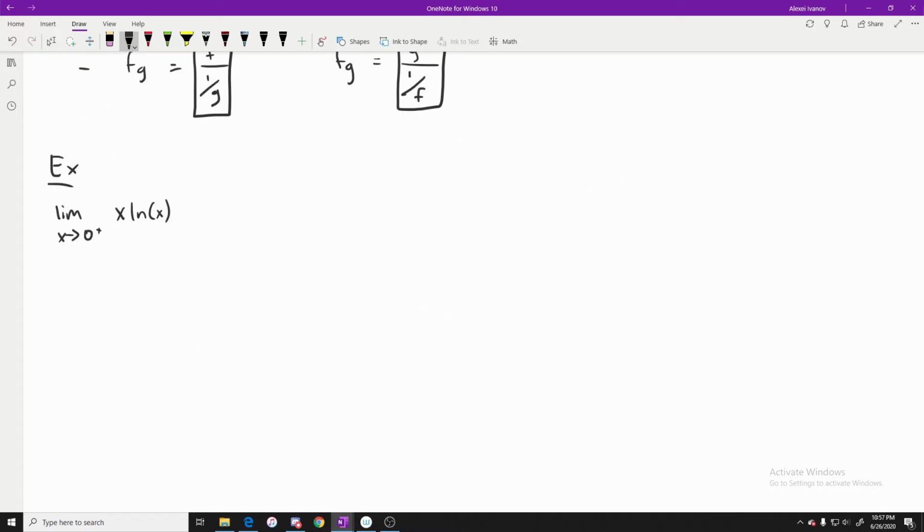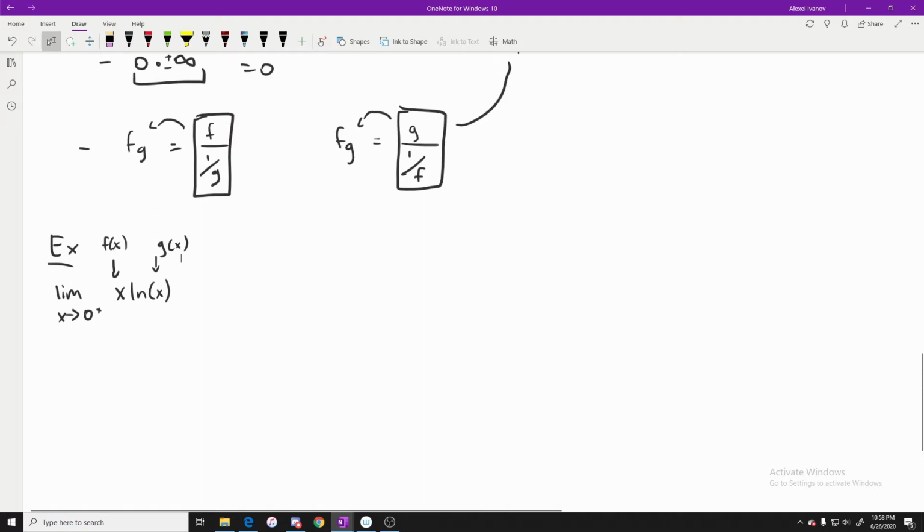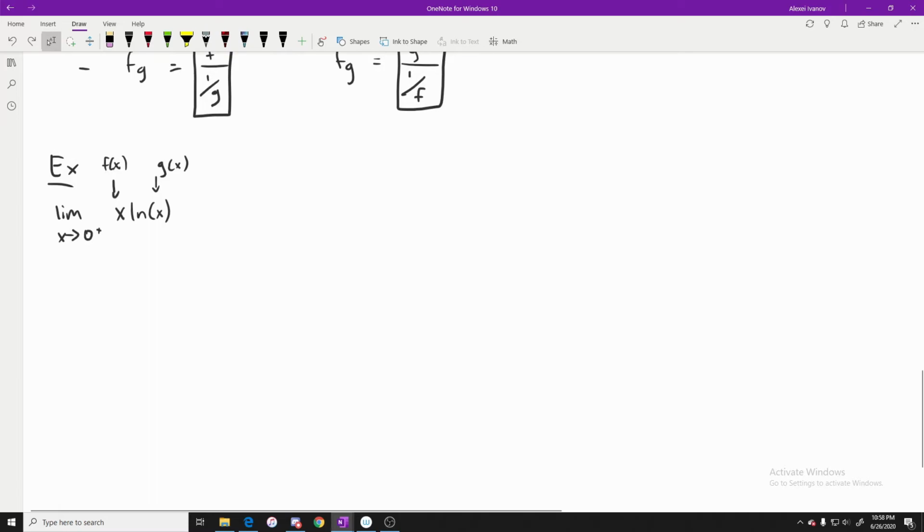Let's say we were asked to find the limit as x approaches 0 from the right side of the function x ln x. I'm going to refer to x as f of x and ln x as g of x, to stay close to this definition. We can't just plug in 0, because we get 0 times negative infinity, which is an indeterminate form. We don't know how to solve this yet, but now we do with L'Hopital's rule.